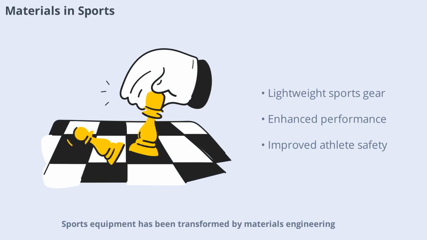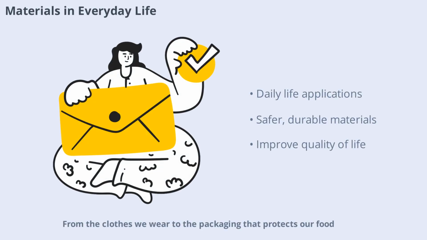Sports equipment has been transformed by materials engineering. Lightweight composites, advanced polymers, and high-strength metals are used in everything from bicycles to tennis rackets. These innovations help athletes perform better and stay safer, showing how materials engineering impacts even our leisure activities. From the clothes we wear to the packaging that protects our food, materials engineering touches every aspect of daily life.